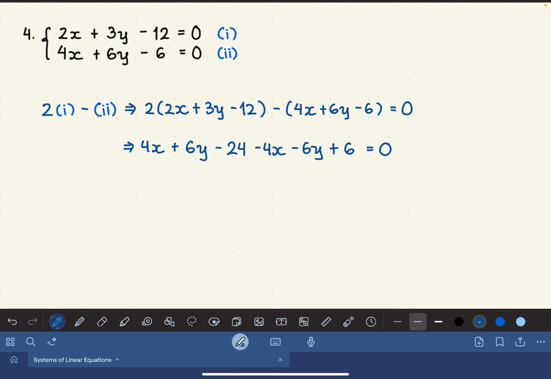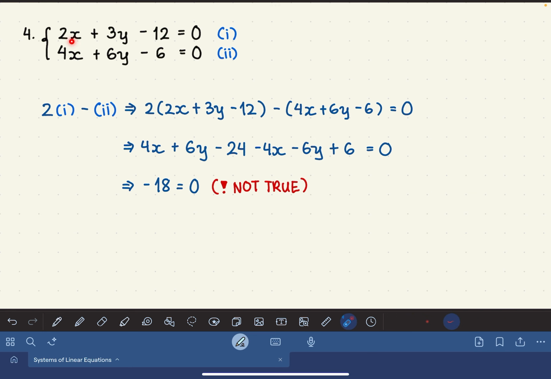From here, let's simplify. So we will have here 4x minus 4x. That will give us 0. 6y minus 6y. That would also give us 0. So we'll just be left here with negative 24 plus 6, or that simplifies to negative 18. And on the right side, we will be left with 0. Now, this is quite different from the one earlier. Notice that what we obtained is negative 18 equal to 0. We know that this is not true. So what does this mean for us?